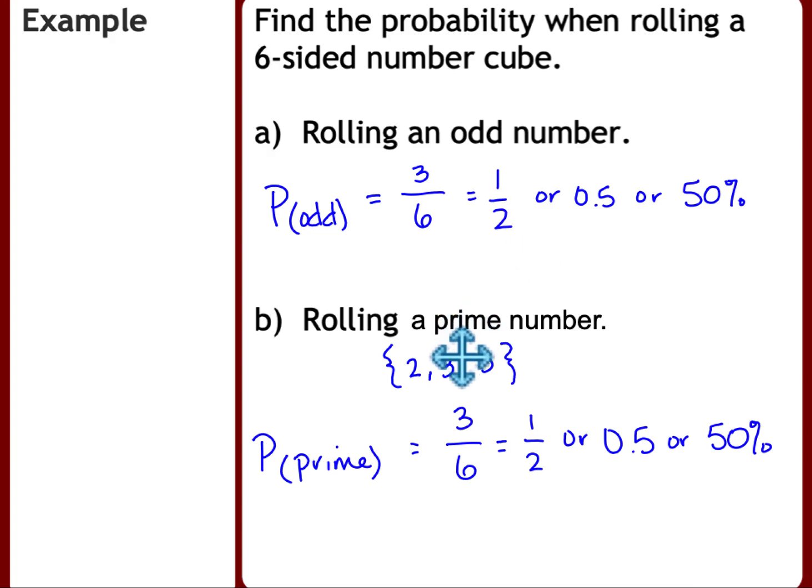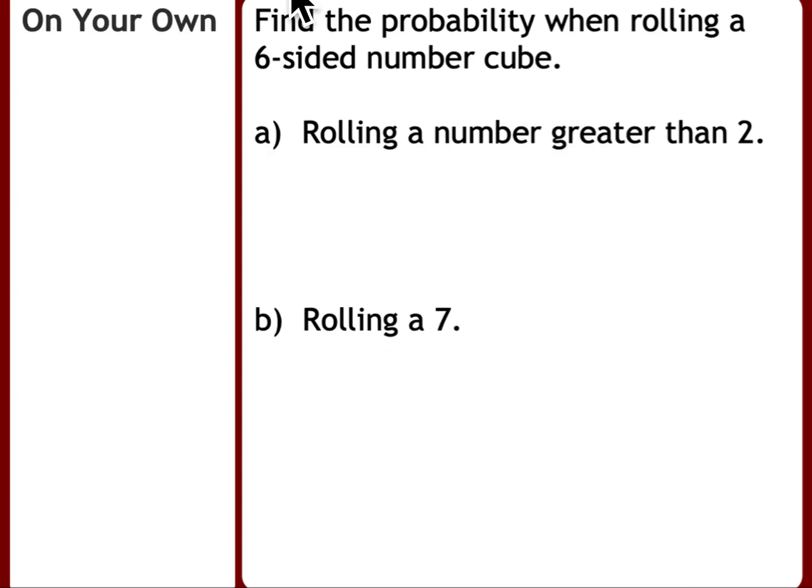Rolling a prime number, well, 2, 3, and 5 are the prime numbers. 1 is not prime nor composite. Then again, we'd have probability of rolling a prime is 3 out of 6, which is a half, or 5/10, or 50%. So simply number of favorable over number of possible, and then you can simplify that fraction or write it as a decimal or percent.